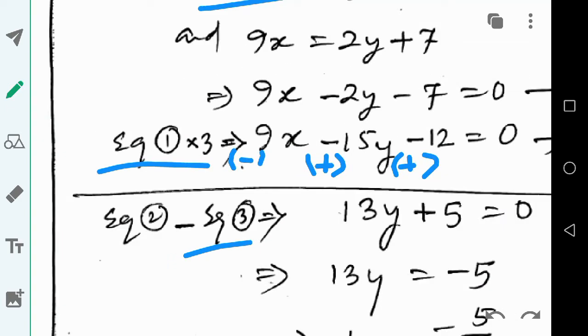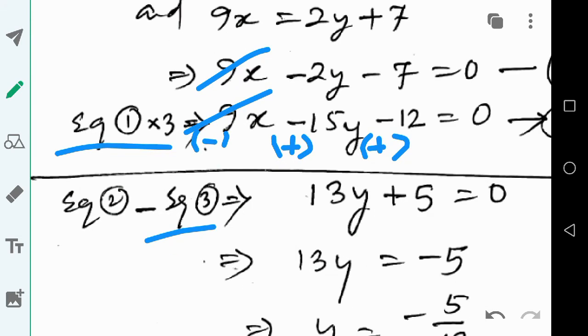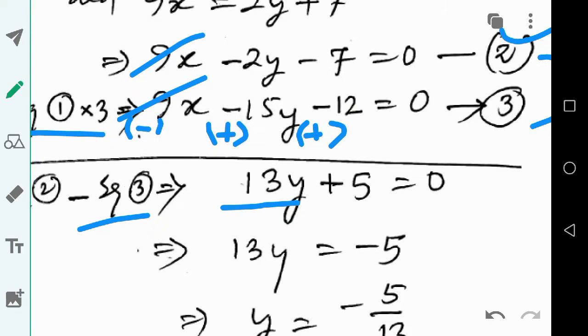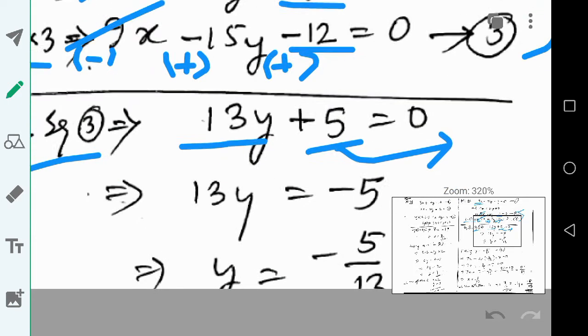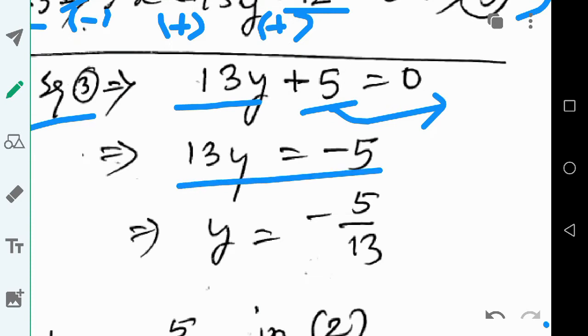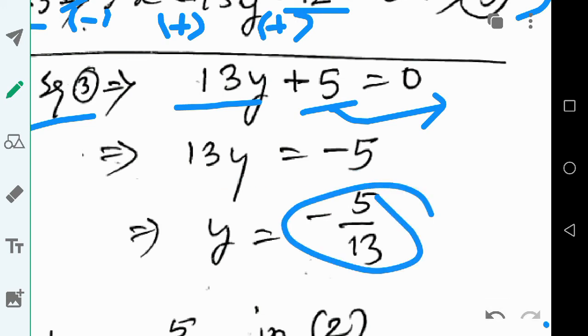Okay, so here minus 9x plus 9x cancel, so plus 15y minus twice y is equal to 13y, and plus 12 minus 7 is 5. Okay, then 5 is transferred to the other side, so we have got 13y is equal to minus 5, and then 13 is brought to this side, then we have got y is equal to minus 5 by 13.